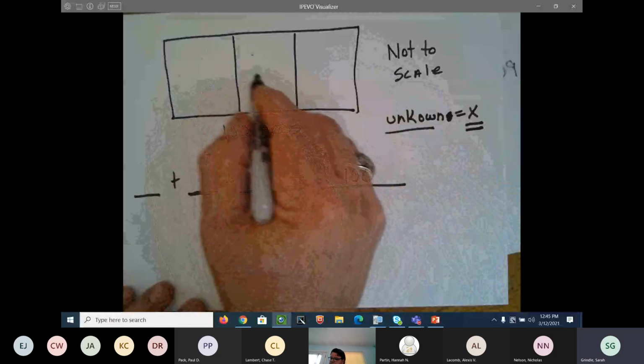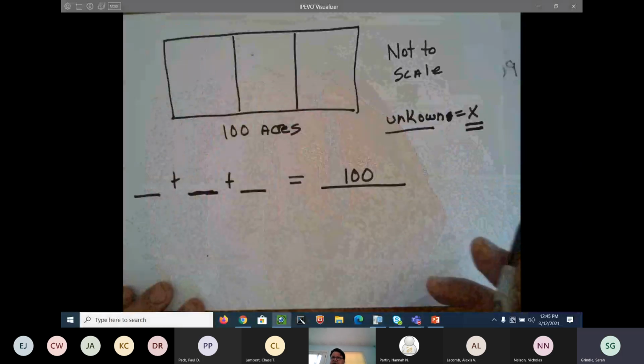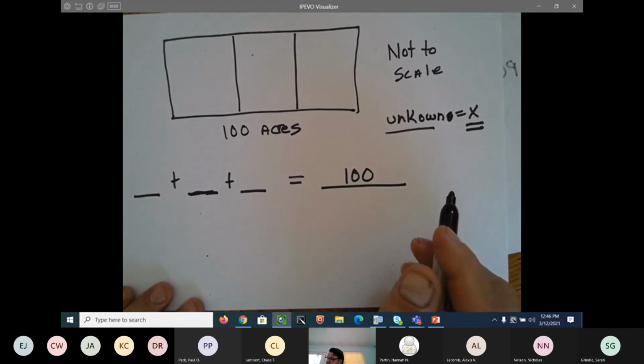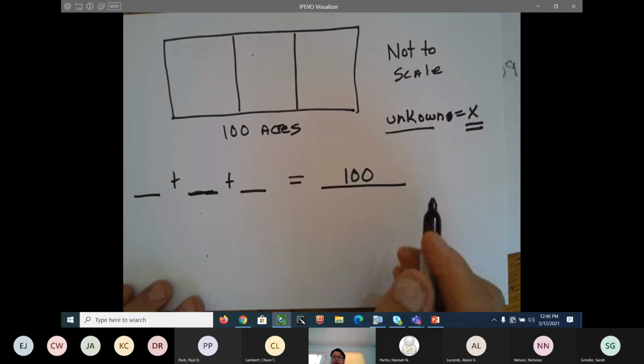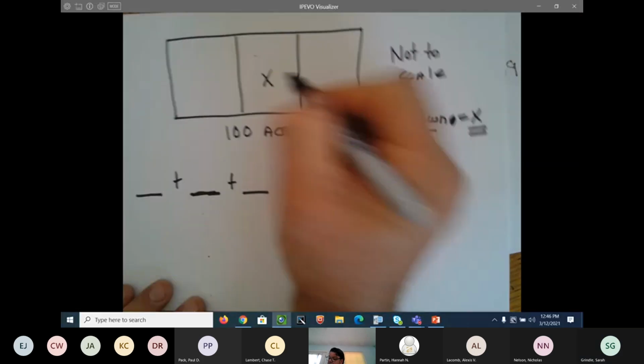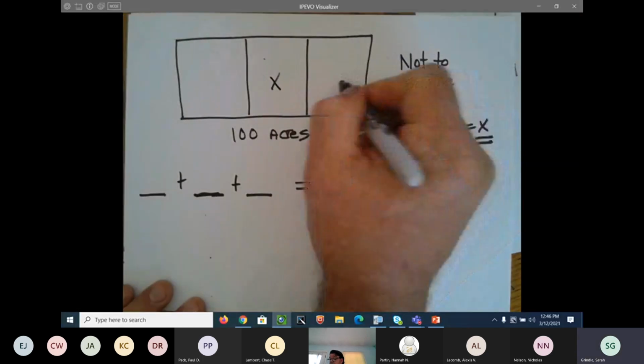The one that's 3 times as large as the other 2. Yes. So I'm going to call this one X, and I'm going to call this one X, because these 2 are equal. This one would be X if they were all equal. Does everybody understand that? Okay.